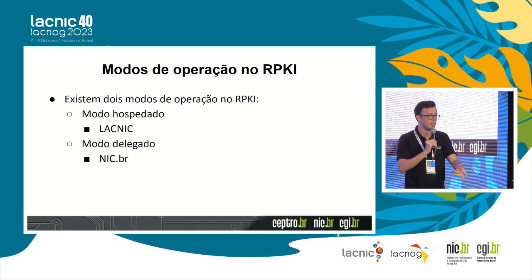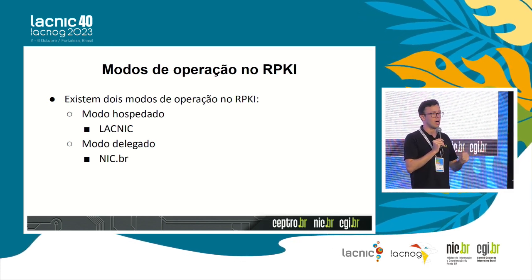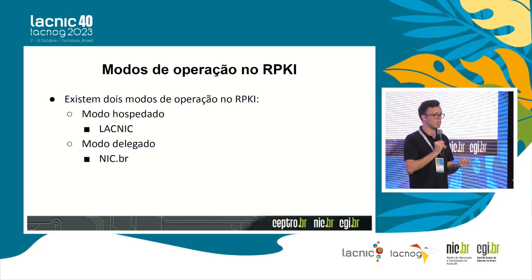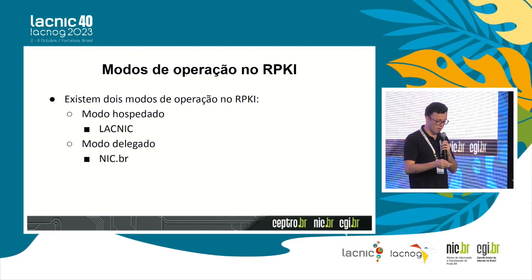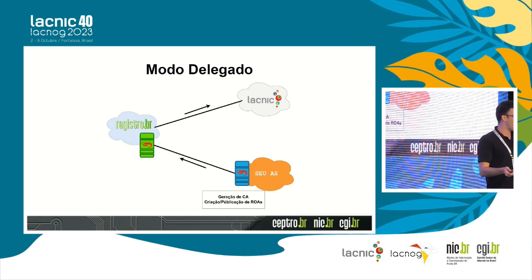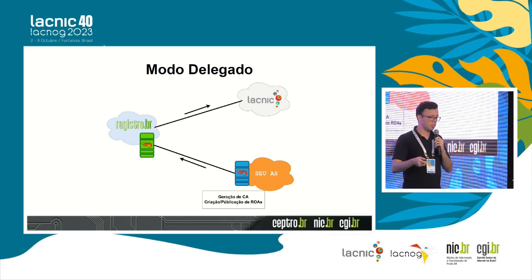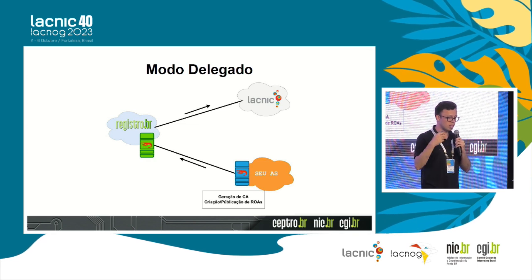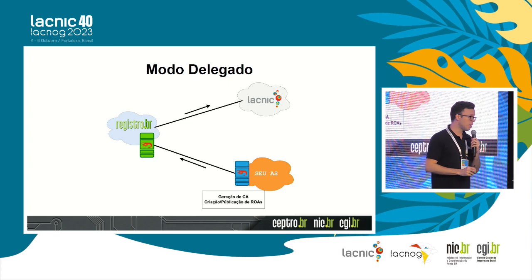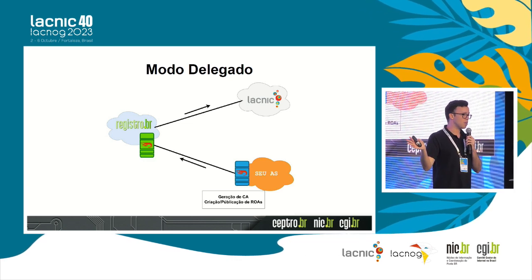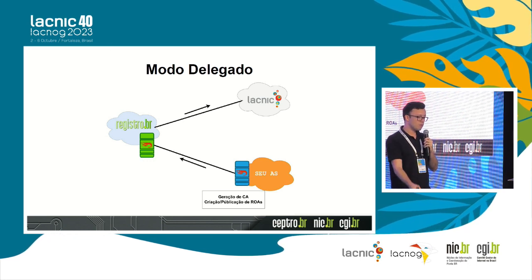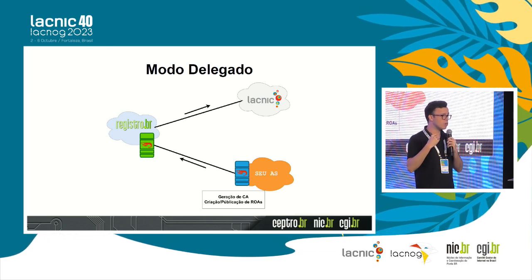Previously, we spoke about the hosted mode. Those that are not in Brazil will directly have the dialogue with LACNIC. We also have the delegated mode. This is a mode we implemented in Brazil with NIC.br. Now, how does a delegated mode work? You need to install a software in order to work with resource certification and creation and publication of the ROAs. This software is Krill. We have here the developer of Krill, and he'll be expanding on this later on.